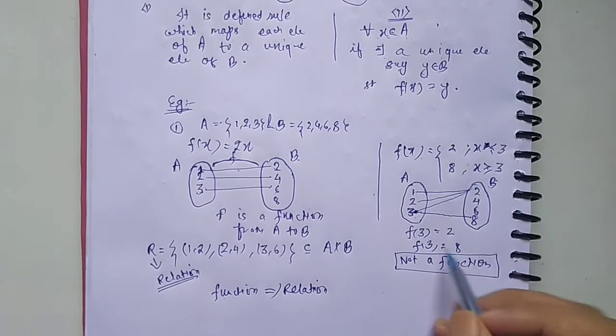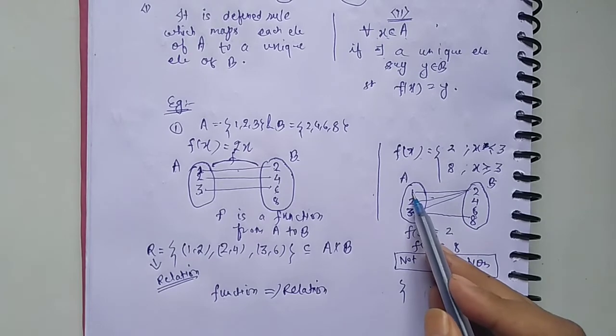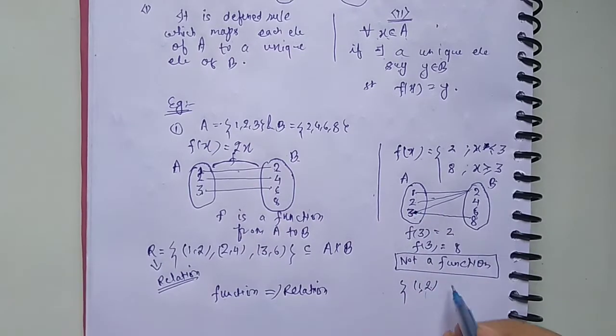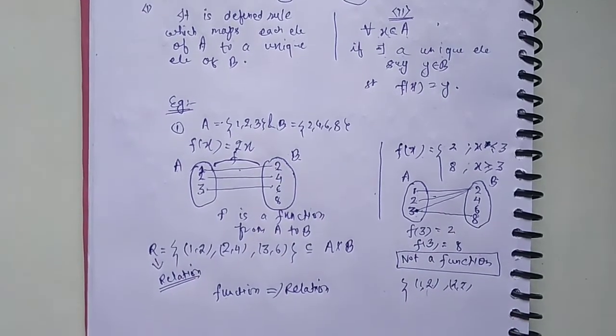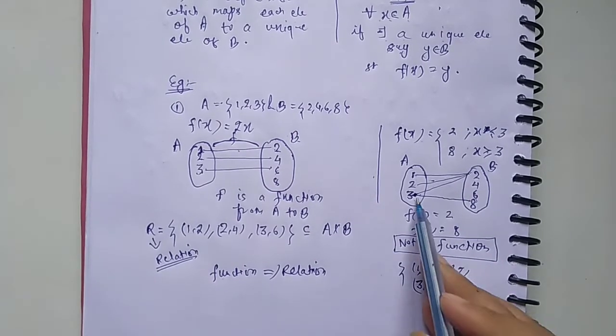But for this example, if we again make a set such that the ordered pair is 1 and 2, that is, an element and its image make an ordered pair, and 2 and 2, and 3 and 2, and again 3 and 8.